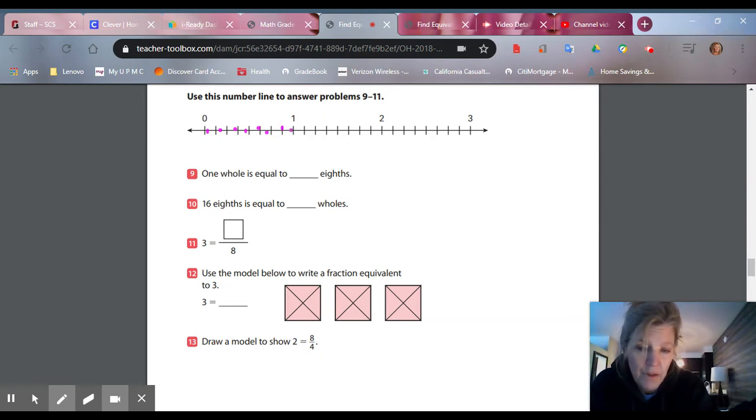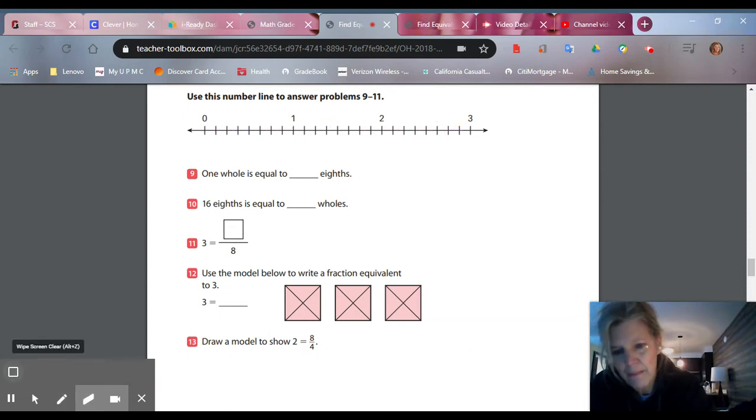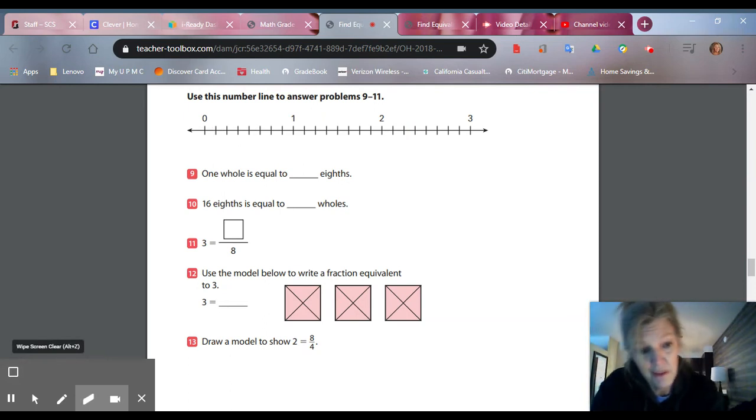Double check between 1 and 2. 1, 2, 3, 4, 5, 6, 7, 8. And from 2 to 3, there are 1, 2, 3, 4, 5, 6, 7, 8. Perfect. So we have the whole numbers 0, 1, 2, and 3, with each section divided into 8 parts, or eighths. So they're divided into eighths.